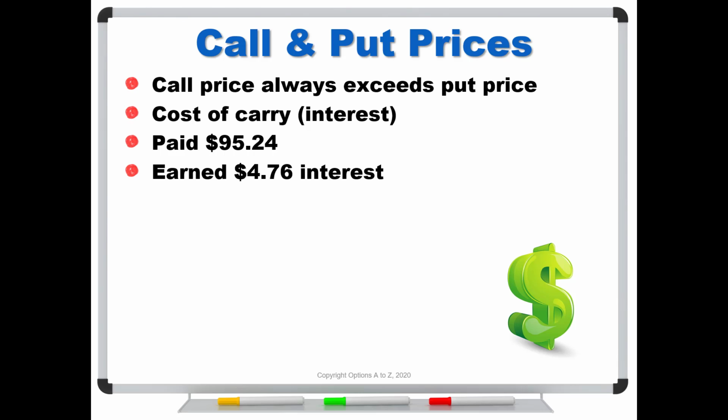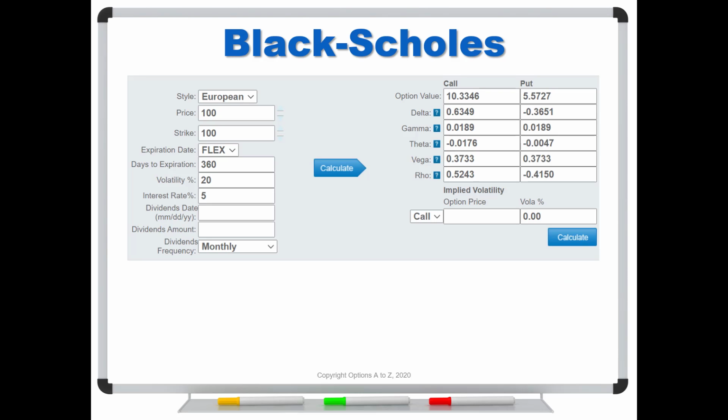$4.76 in interest. Well, go back to the pricing model and take a look. Call price $10.33, put price $5.57. If we subtract them, it's $4.76. In other words, the call price is greater than the put price by the amount of interest. How much interest? For the $100 strike for 1 year at 5%, that amount would be $4.76 in interest. And once again, that's going to be the difference between those call and put prices.